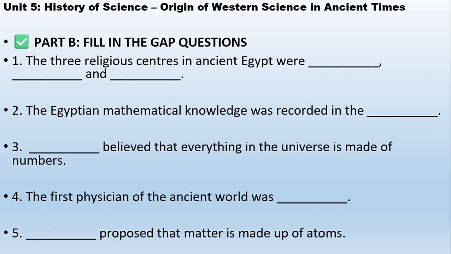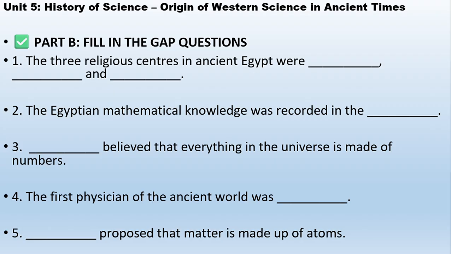So let's go to the fill in the gap section. The three religious centers in ancient Egypt were dash, dash, and dash. This was the first explanation we made, if you can remember. Memphis, Heliopolis, and Thebes. That's the third one. So we have Memphis, Heliopolis, Thebes.